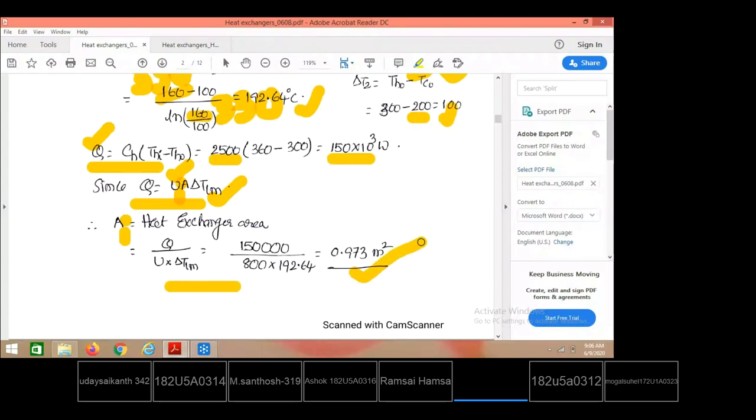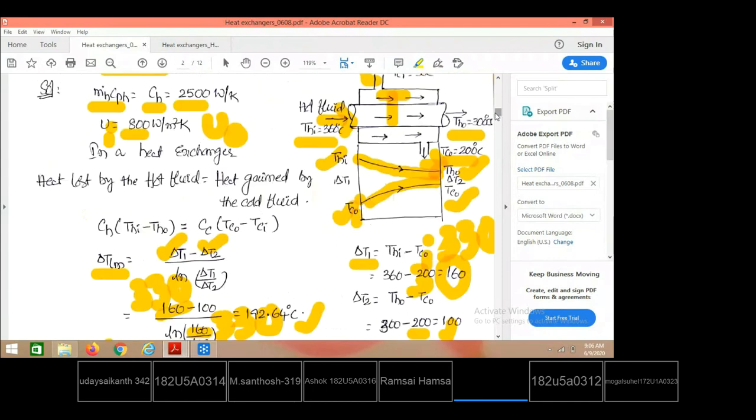The estimated value of the heat exchanger area is 0.973 meter square. This is the surface area required. That means from here to here, this is the area required.